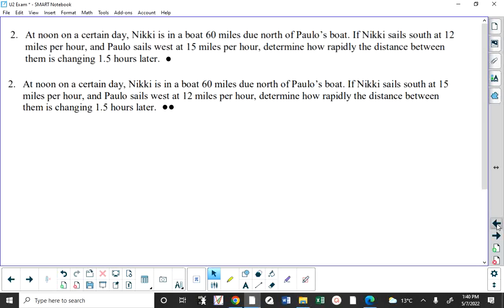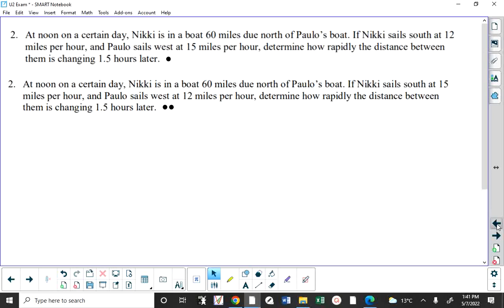And there are two versions of this exam. If you look at the front page of your exam in the top left corner, you will either see 1 dot or 2 dots. So 1 dot is version 1. If you take a look at version 1, it says Nikki is in a boat that's 60 miles north of Paulo, and Nikki is sailing south at 12 miles per hour, whereas Paulo sails west at 15 miles per hour. When you look at number 2 for exam 2, it's essentially the same question except I've switched the rates at which Nikki and Paulo are sailing.